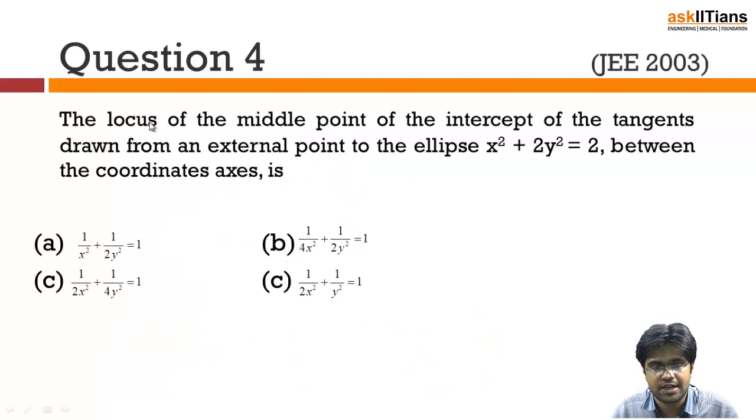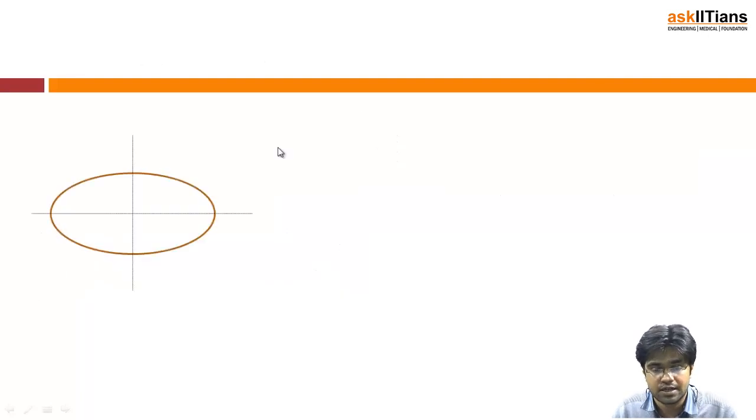The next question says that we need to find out the locus of the midpoint of the intercept of tangents drawn from an external point to the ellipse between the coordinate axes. That means, suppose there is this ellipse. From any point outside, a tangent has been drawn. We need to find out the locus of the midpoint of this tangent. Let's say this midpoint is (h, k).